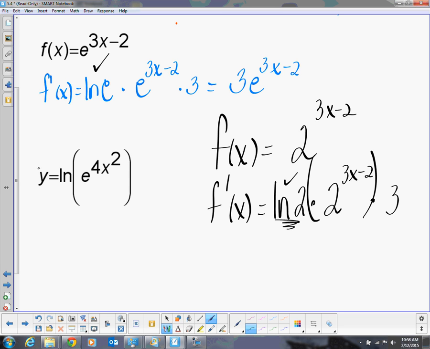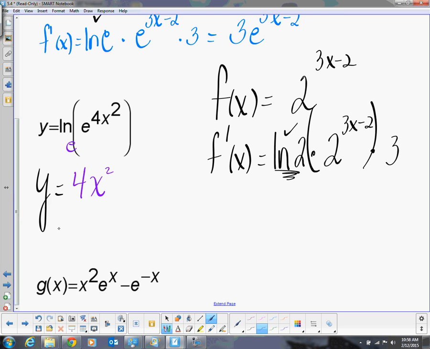In the meantime, can you simplify this? ln of e to the 4x squared is what? This was that property I gave in the very beginning, right? E raised to what power is e to the 4x squared? Isn't that 4x squared? Yes. So what's the derivative of y? 8x. Now you could have left it in this form and that would have been really messy.